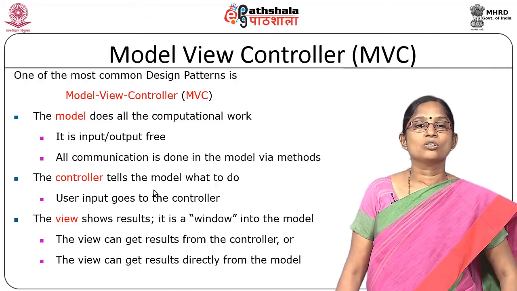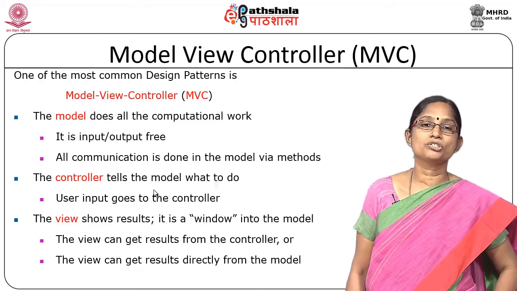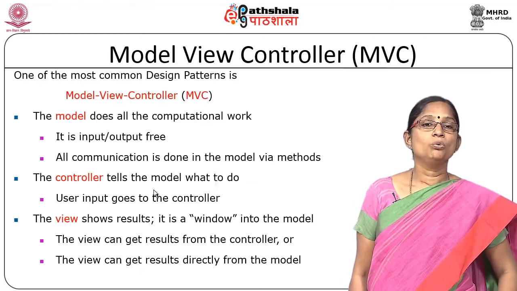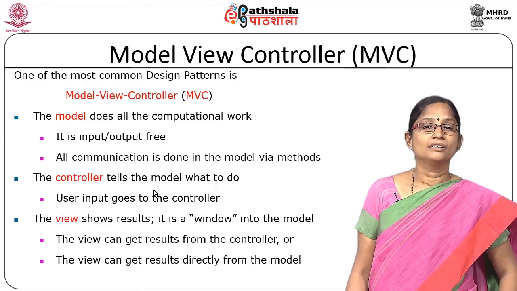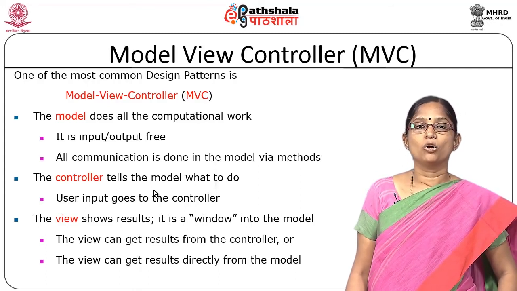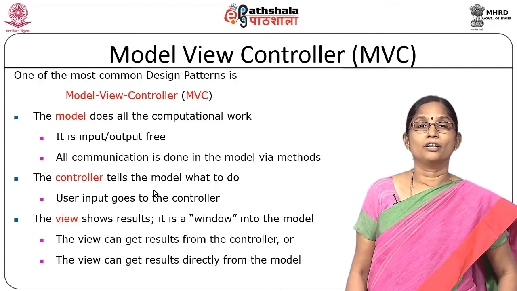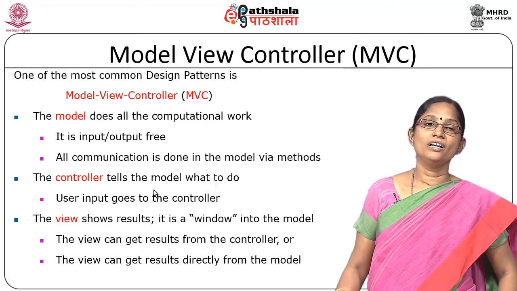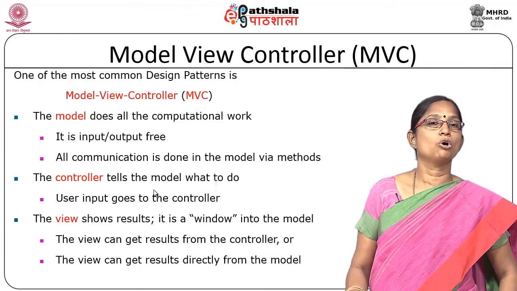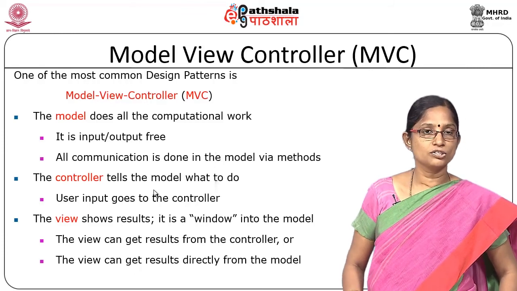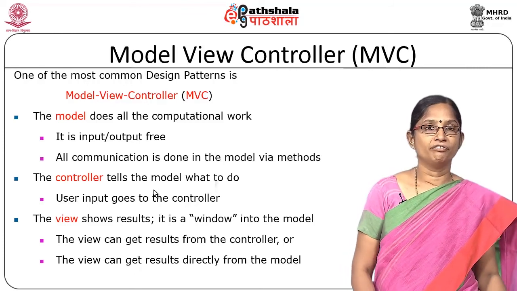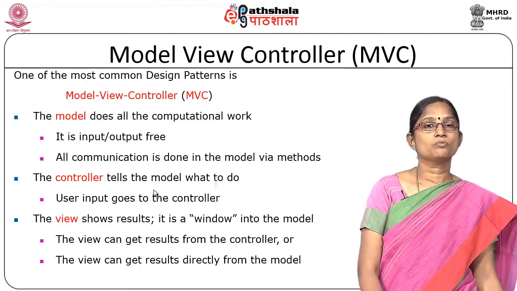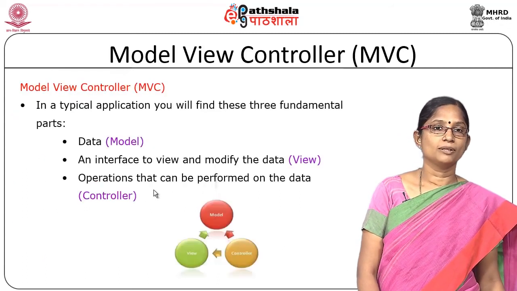Then the third one is called the view. View is used to show the results. It is nothing but a window which shows the result to the user. The view can get results from the controller, or the view can get results directly from the model. So the view is basically used to show the result. All of the user input goes to the controller, and the model is the place where all of the business logic takes place. It is completely free from input and output. So this is one of the architectures used in Java.